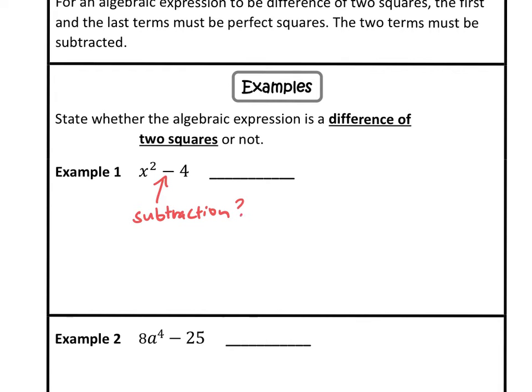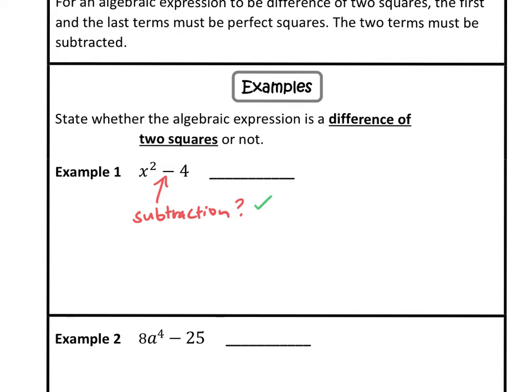So the first question is, is there subtraction going on? If the answer is yes, then we got the first part checked off. Now the second part is, are these two terms perfect squares? Are the two terms a perfect square?